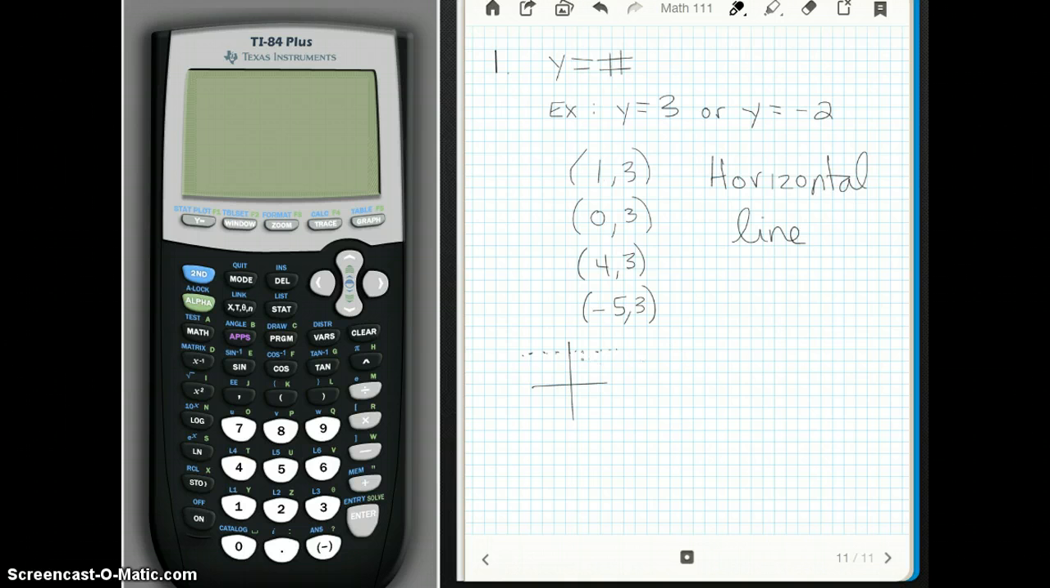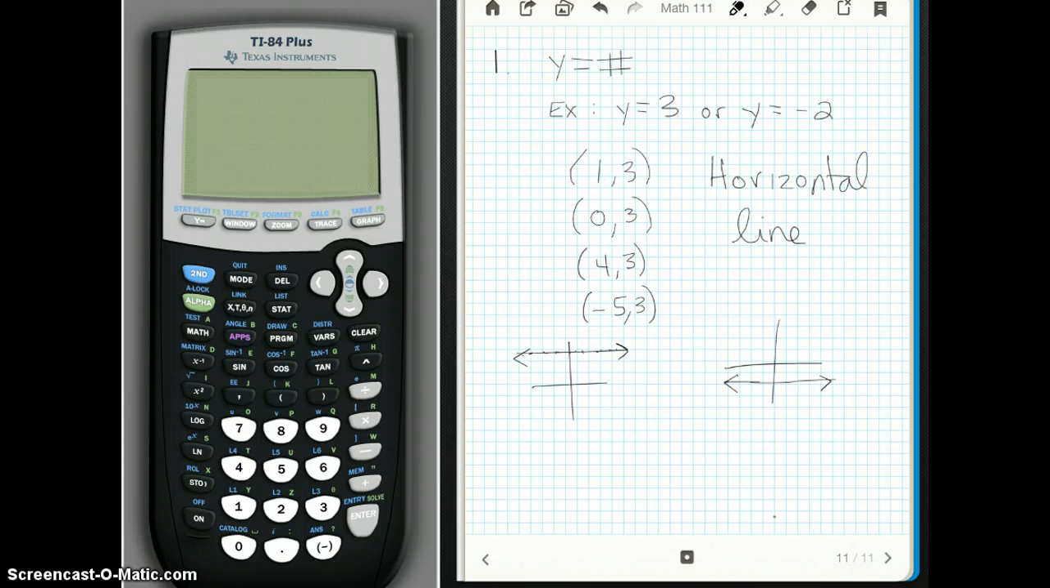And the reason for that is because all those points right there satisfy the fact that y is 3. The same thing would be true if you graphed this line right here. This one would be a horizontal line, down 2 units below the x-axis. It would look like this, a solid line. And this one, y equals 3, would be a solid horizontal line there at y equals 3.